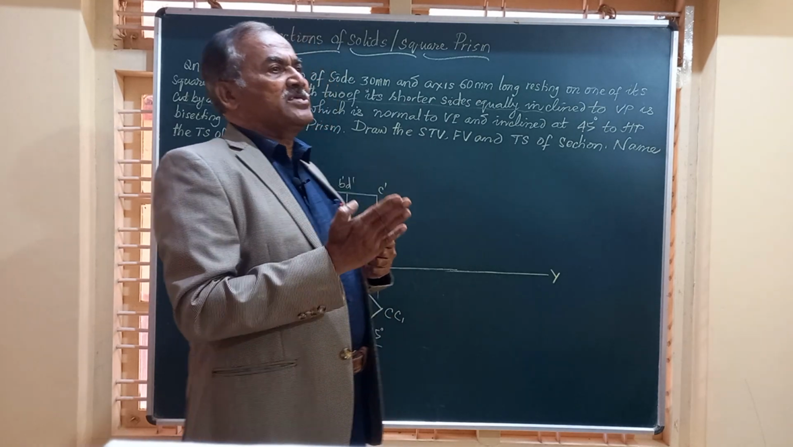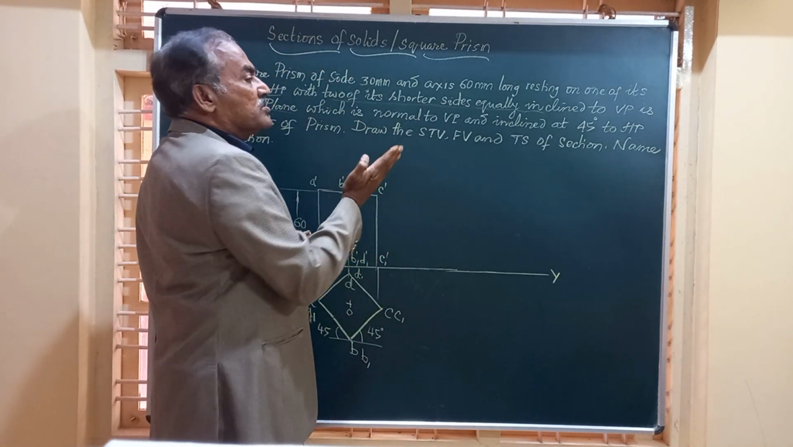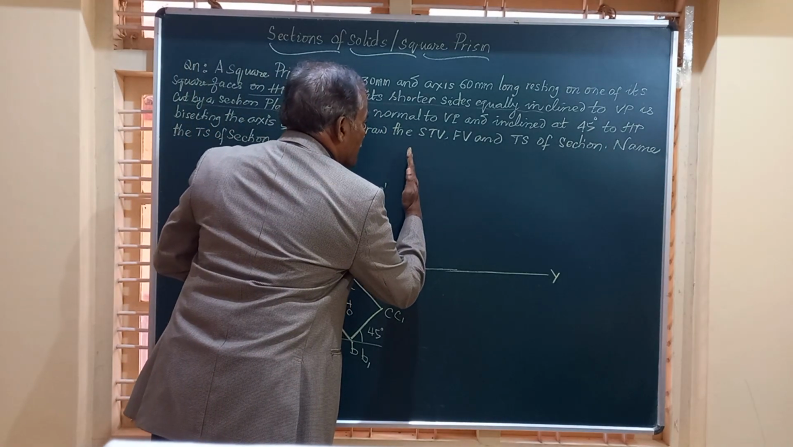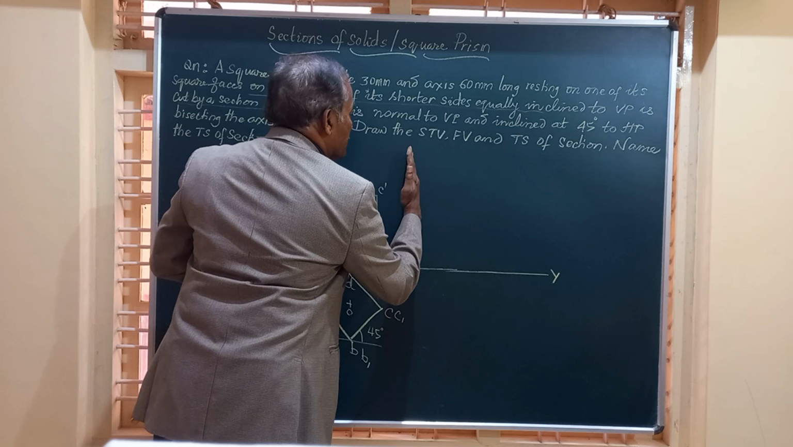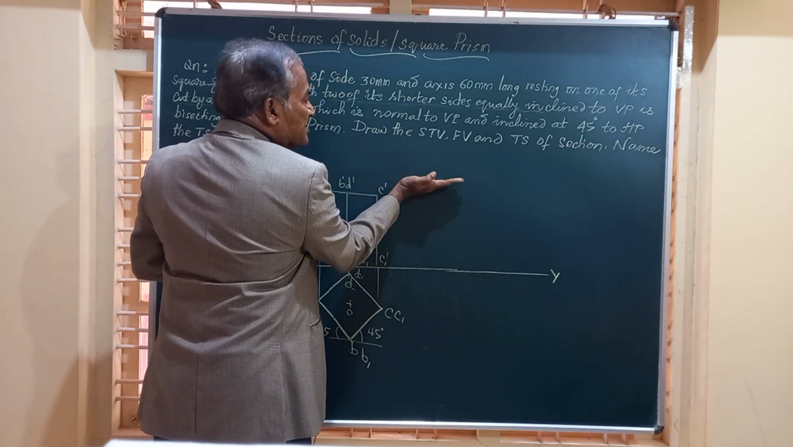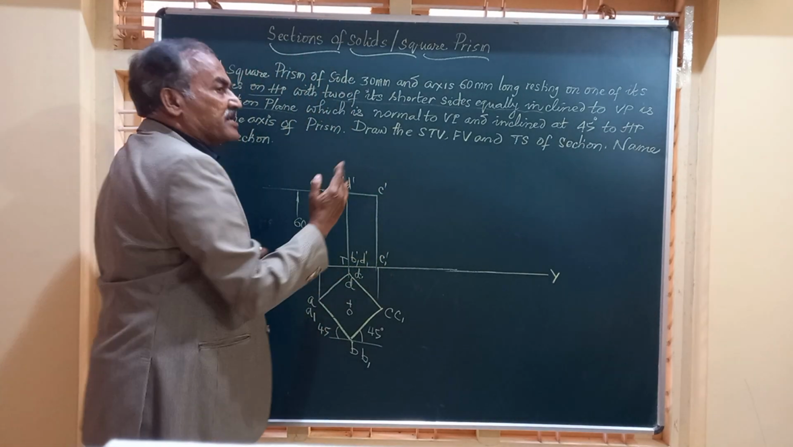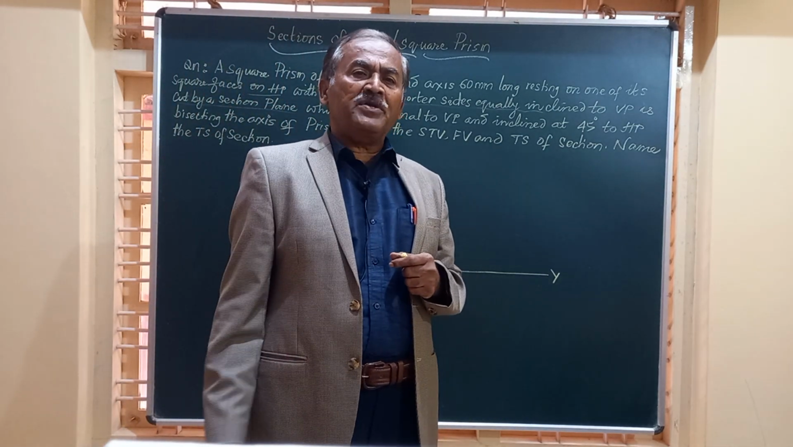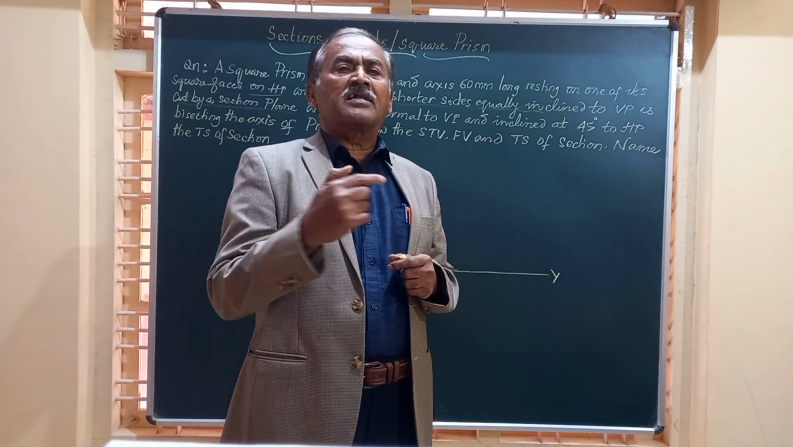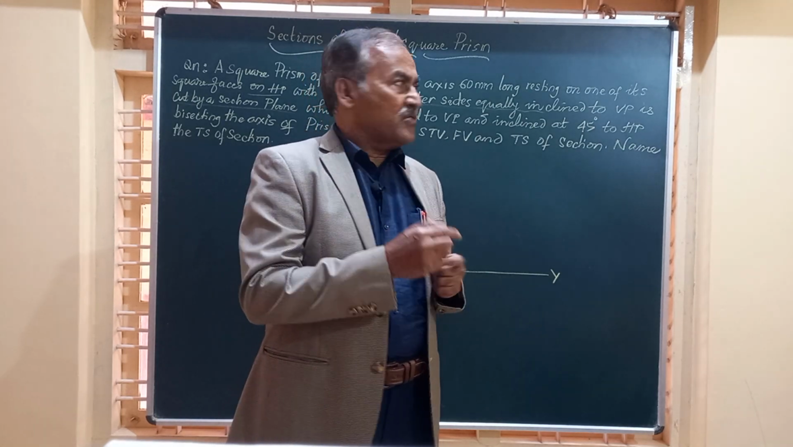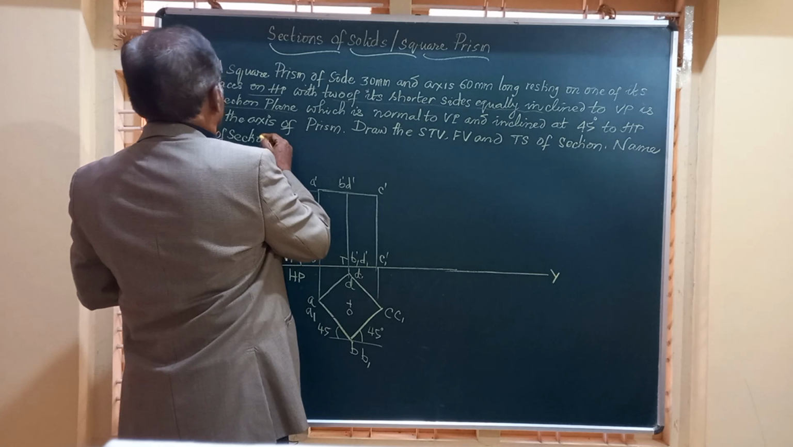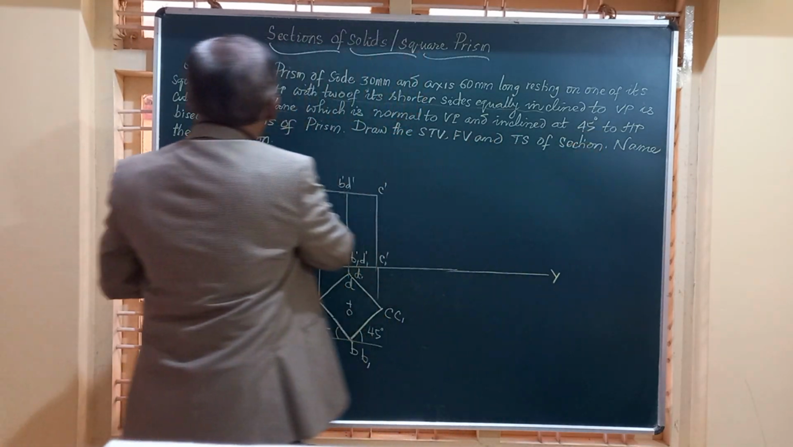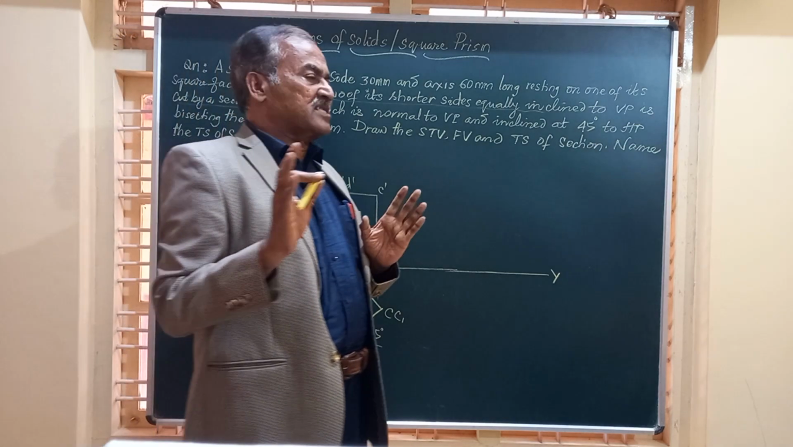When the section plane is normal to VP, means perpendicular to VP, it could be like this, a vertical section plane perpendicular to VP, or it could be like this, a horizontal section plane or a section plane at an angle. So whenever the section plane is perpendicular to VP, it is seen as a line in the front view. So friends, as per this question, the section plane which is normal to VP and inclined at 45 degrees to HP bisects the axis of the solid.